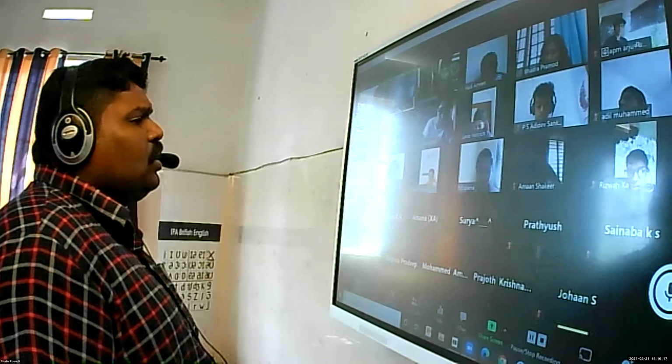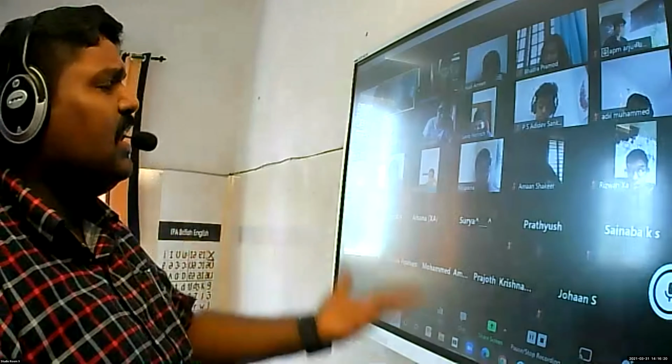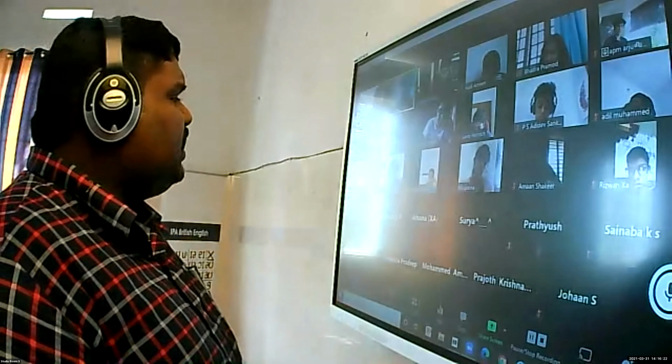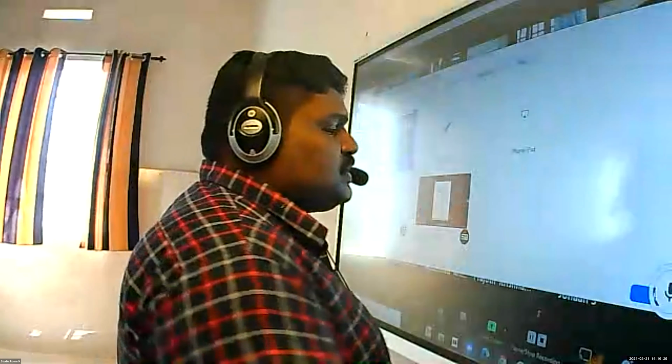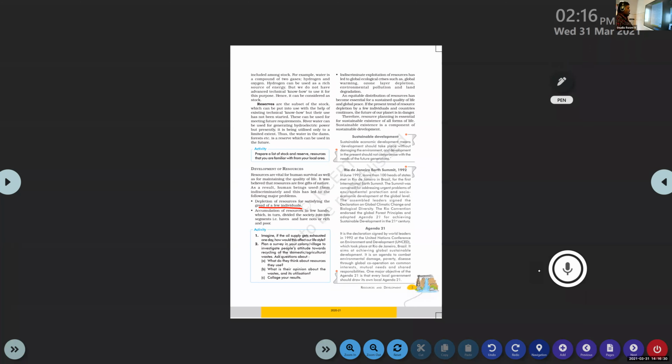So some people are greedy. They want to make more money, so they will utilize the resources like anything. Okay, so it will lead to depletion of resources. Resources will finish or the quantity will reduce like anything. Okay, the first point.